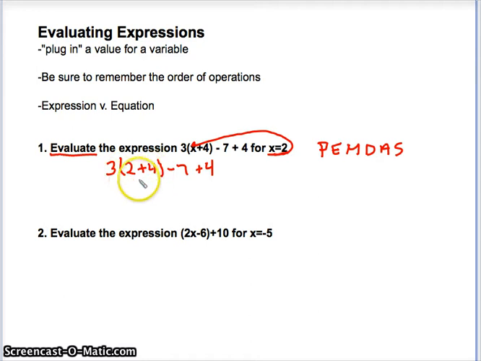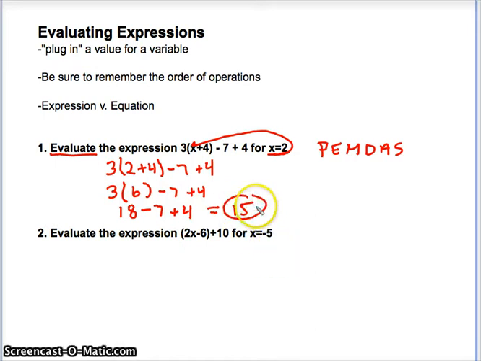Alright, we have some parentheses, so we first must do what's inside. 2 plus 4 is 6. Then we have minus 7 plus 4. We have some multiplication here, so that must be done first. 18 minus 7 plus 4. When we have all addition and subtraction, remember I can just move from left to right. So 18 minus 7 is 11, plus 4 is 15. So the value for this expression when x equals 2 is 15.